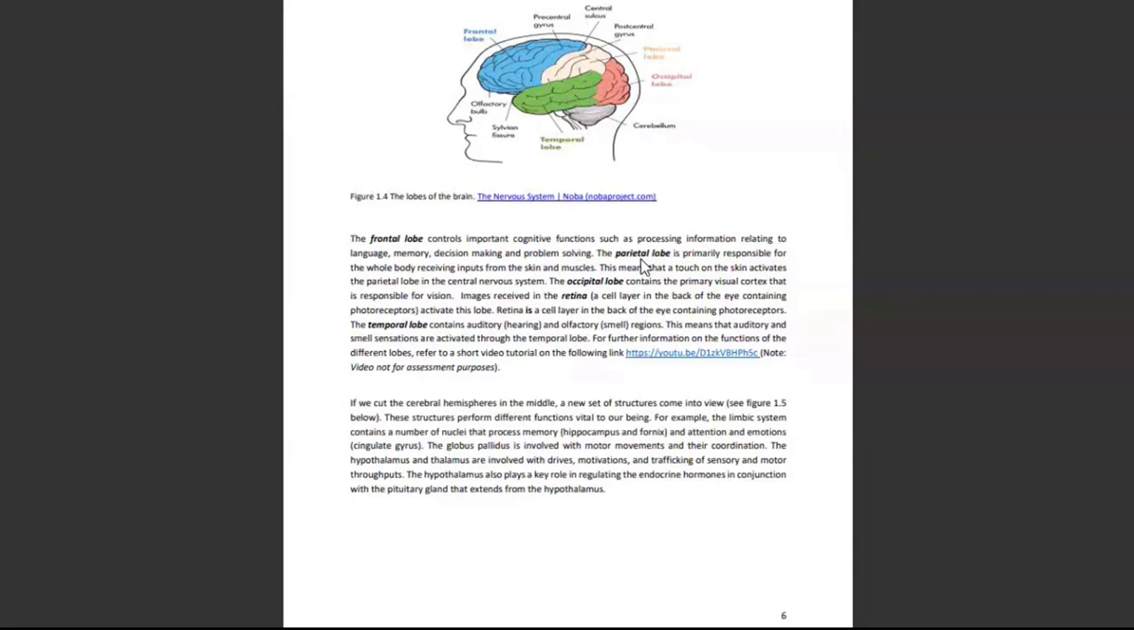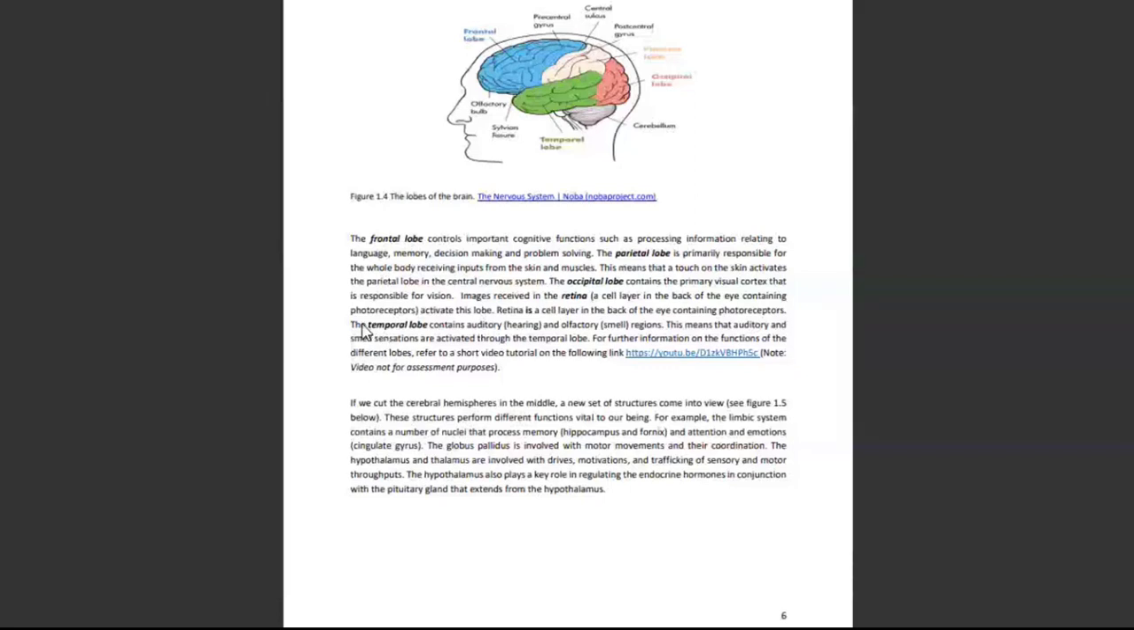Then you have the parietal lobe. Parietal lobe determines what? Determines touch. How? I touch you right now. The parietal lobe determines that. It regulates that through skin and muscles. Then you have the occipital lobe. Occipital lobe is for seeing. It determines your vision. What you see and what you don't see. Determines what? Vision, whether it's color or light.